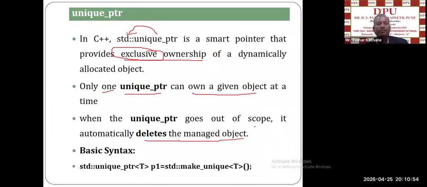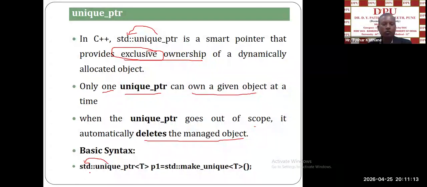Now, how can we create the unique pointer? That we have to understand. As we have already seen, the unique pointer belongs to the standard library, so to access it we have to use std::unique_ptr.